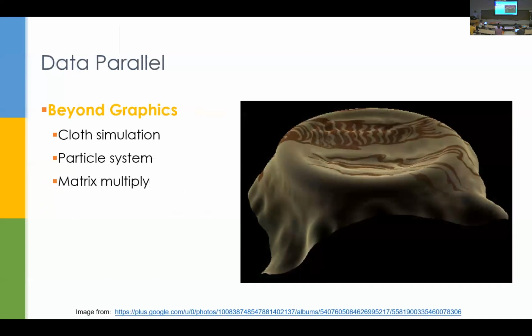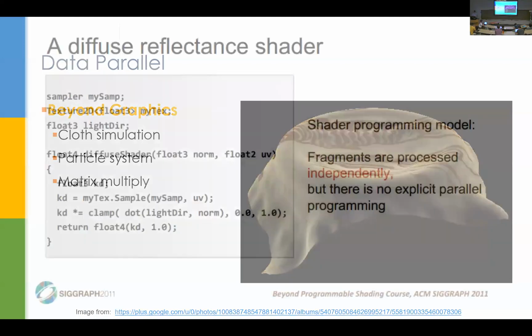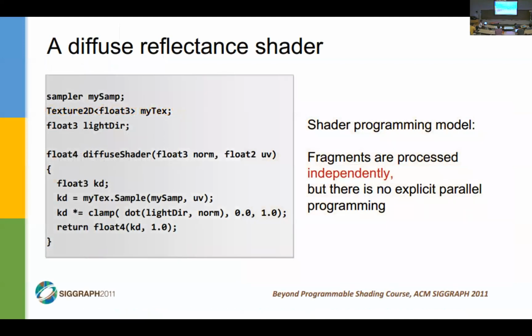So beyond graphics, what else can we do? Some work that you may have done in your various classes are plot simulation, particle simulation, matrix multiply. That's definitely on the data parallel side. All right, so let's look at some shaders. I hope everybody's at least seen one shader so far.